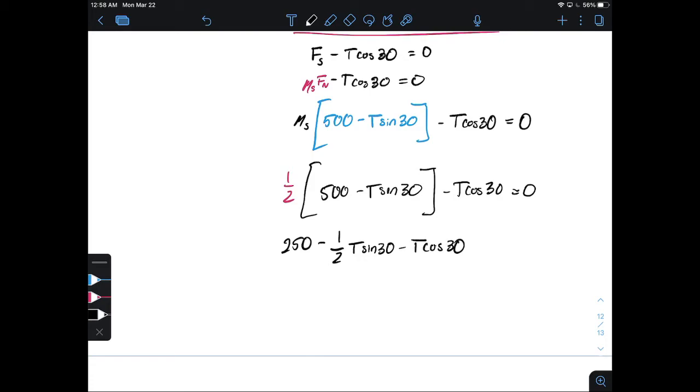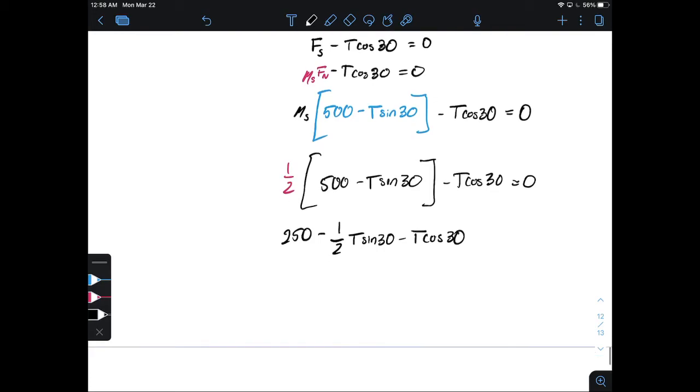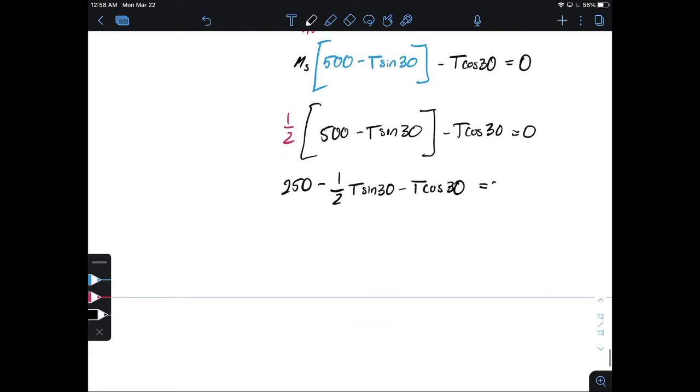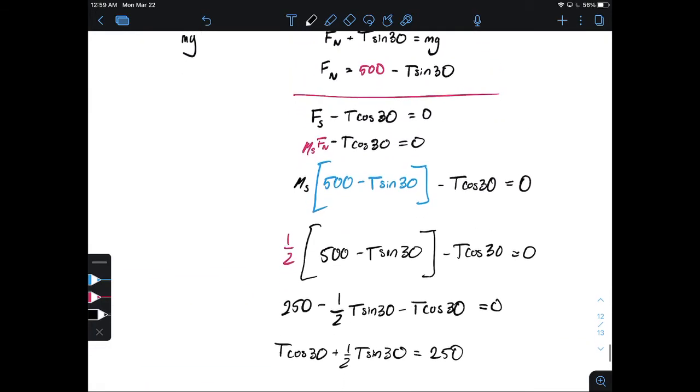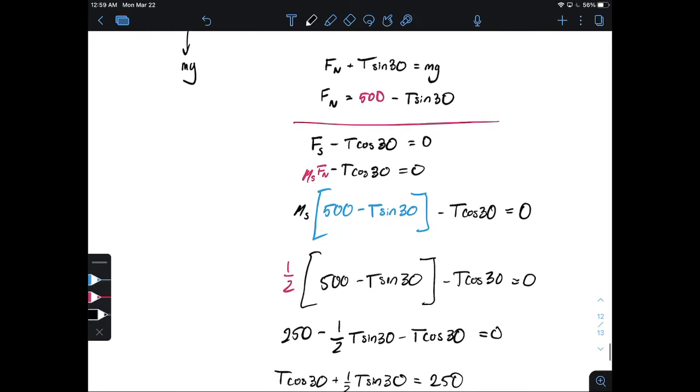Now we're going to shift everything, and I'm actually going to think about it as moving both of these to the other side, just to get rid of the negative signs. Who likes negative signs? I don't know. And what we get from that is that t cosine 30 plus 1/2 t sine 30 is equal to 250. Hopefully you can follow that. It's not too difficult, but I still hope you can follow it.